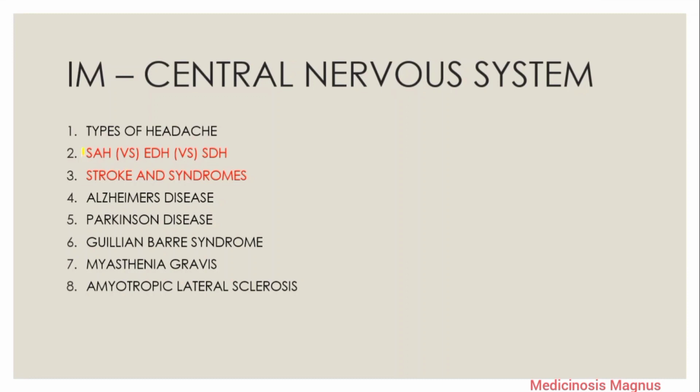and they also ask about these emergencies, SAH, EDH and SDH, subarachnoid hemorrhage, epidural hemorrhage and subdural hemorrhage. Learn the CT findings, and then they ask about the strokes and the stroke syndromes, the Weber syndrome, Parinaud syndrome and the stroke management. They also ask about Alzheimer's, Parkinson's, GBS, myasthenia and ALS. You also have to learn the new drugs that have been approved for these diseases.